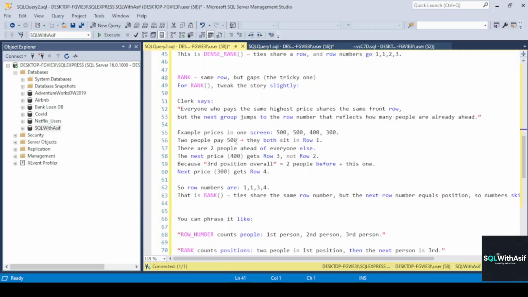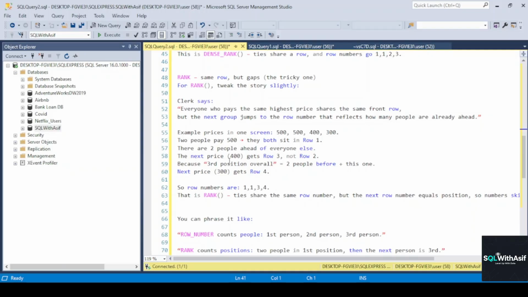So the 2 people, me and my friend who paid 500, they both sit in row 1. This was actually followed in dense rank also, right? If you are paying the same price, you will be in the same rank. Row 1 or rank 1. There are 2 people ahead of everyone else. Like we both are in rank 1, but we are 2 people who have paid the most price till now.